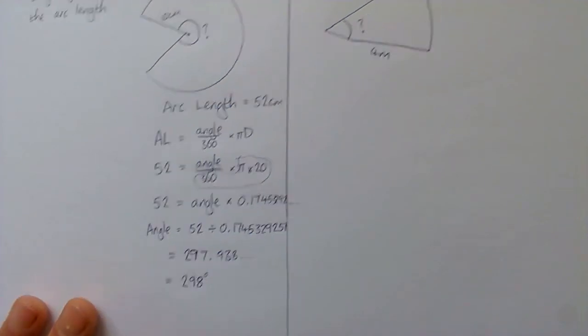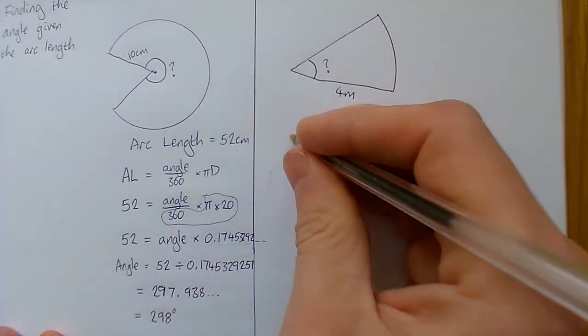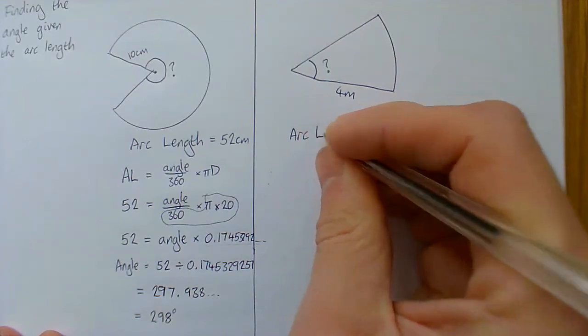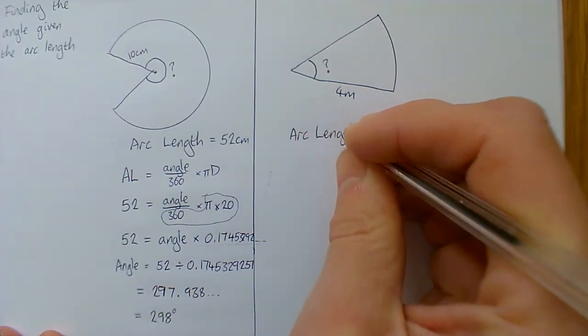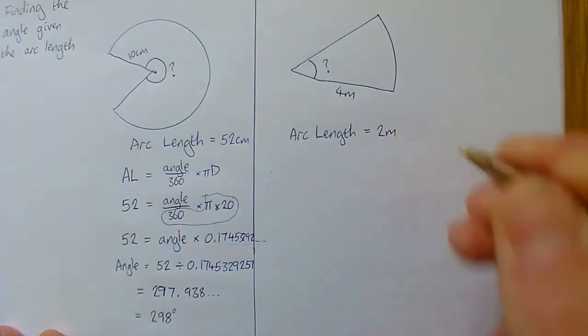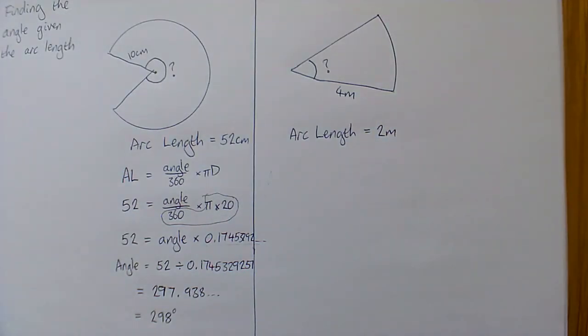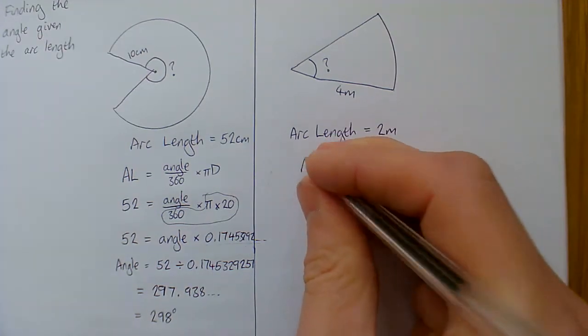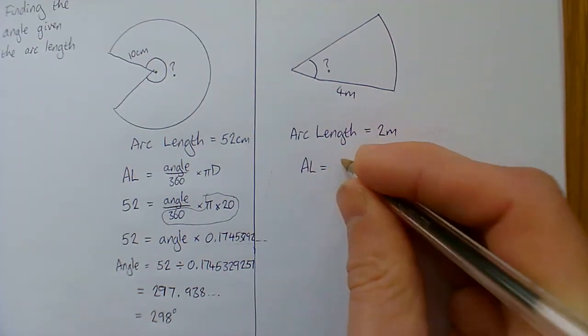Now, have a go for yourself. So here's the second sector. I'm going to give that one an arc length, and I would like you to have a go with this question where the arc length is 2 meters. So pause the video, try one for yourself, and then once you've tried it, you can watch the rest of the video to check your answer. Super, so if you pause there, hopefully you've had a go, and we'll check out how you got on.